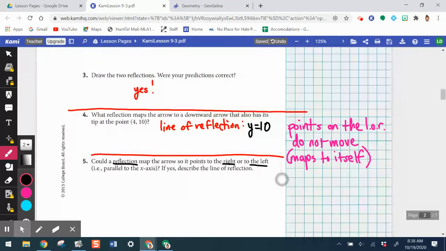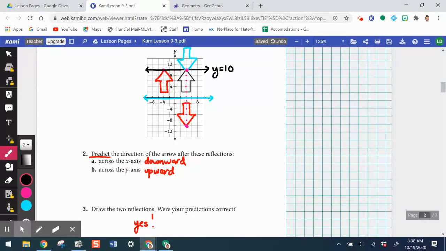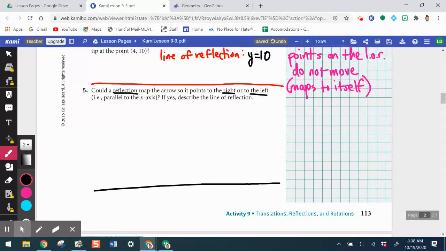We've explored a couple here that will either force the arrow to point down or continue to point up. But is there a reflection that can make the arrow point right or left? So take a second to think through that one before continuing with the video.